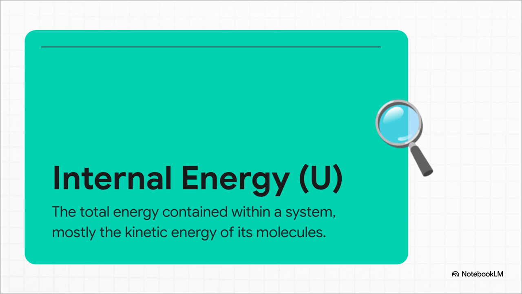All right, next up is internal energy, or U. Now, this is the energy a system actually has locked up inside it. If you think about a gas, it's basically all the energy from its little molecules just zipping around and bouncing off the walls like crazy. The faster they're all moving, the higher the internal energy is.